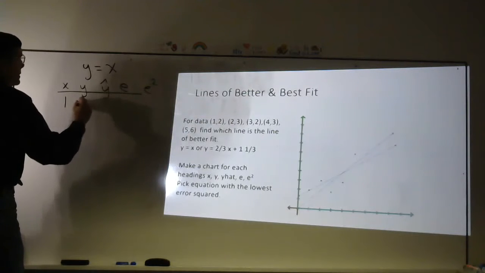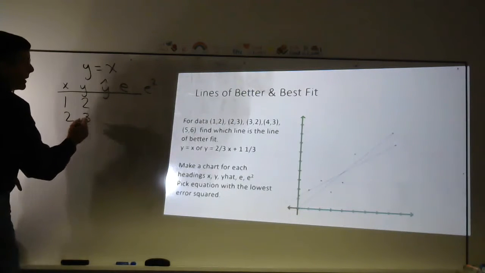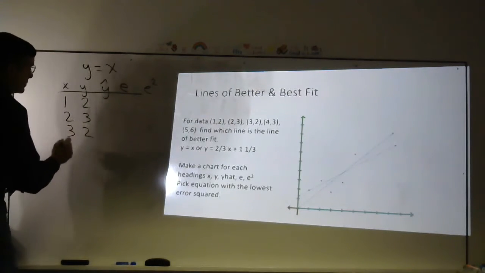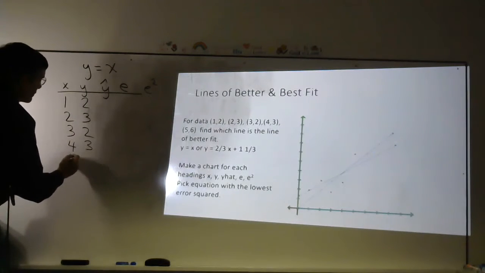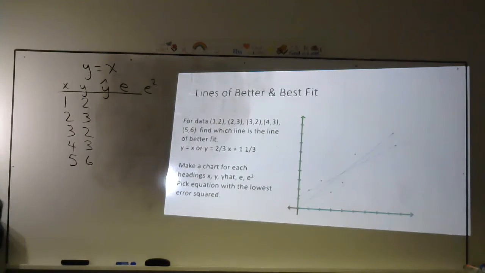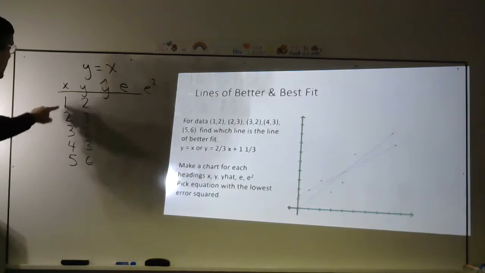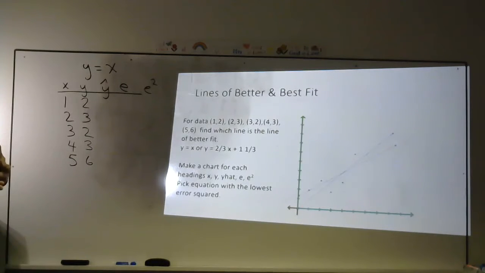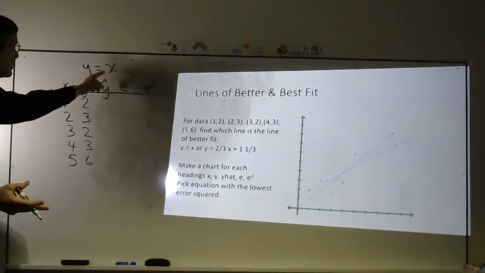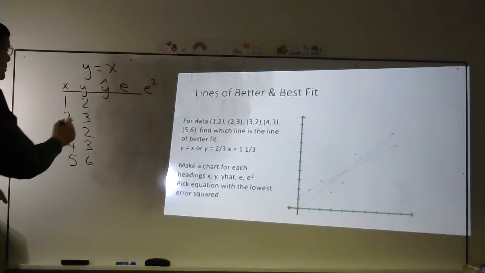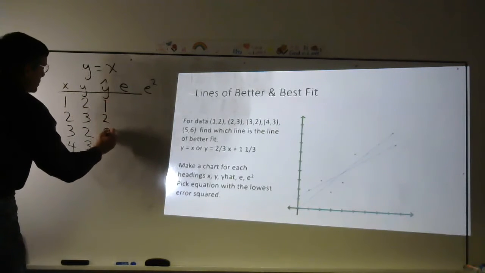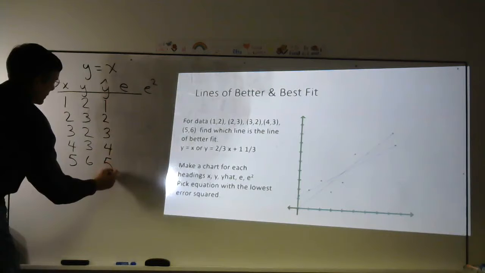So my x and y's are just as they are given there in the data. So I have 1 and 2. I have 2 and 3, 3 and 2, 4 and 3, 5 and 6. And now we've got to find y hat so that we can compare it to y. The y hat comes from taking the x value and putting it into the equation. Well, putting the x values into this equation is really easy in this one because it simply gives you what the x value is, y equals x. So the y hat is going to be 1, 2, 3, 4, and 5.